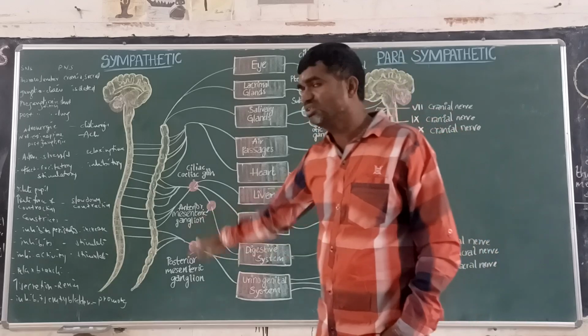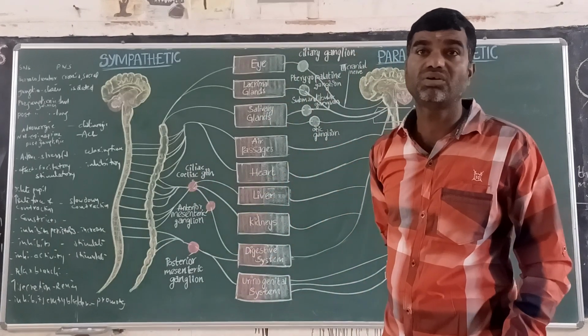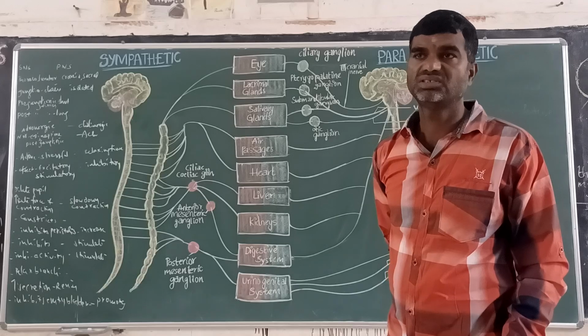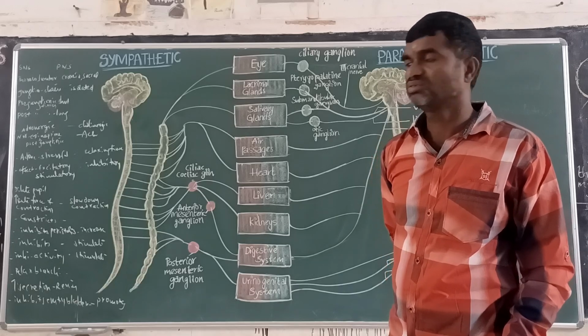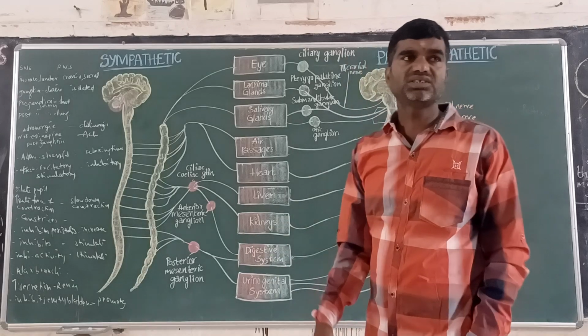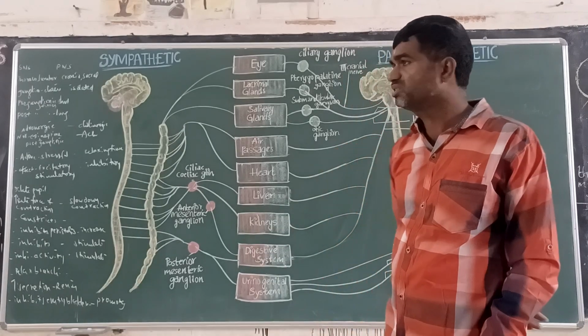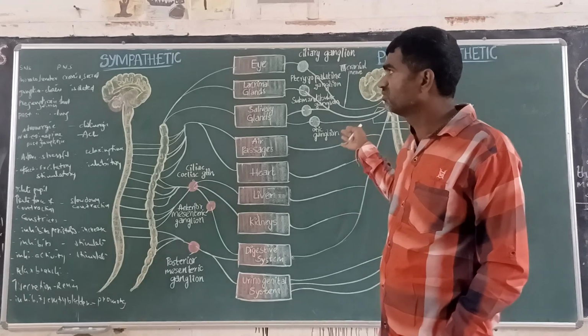Now, the terminal end region contains collateral ganglia. These are called collateral ganglia. So this is the sympathetic neuron. And the next one is the parasympathetic neuron. Where is the parasympathetic neuron present?